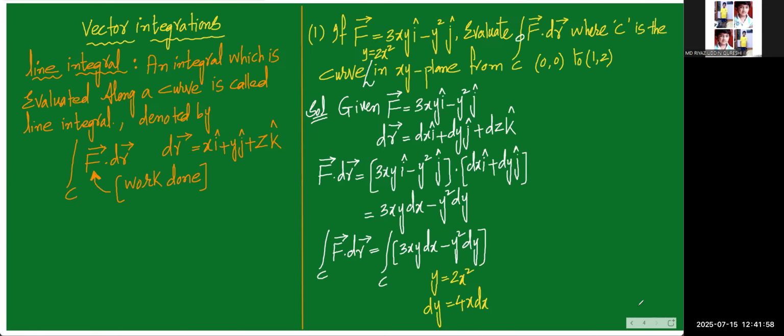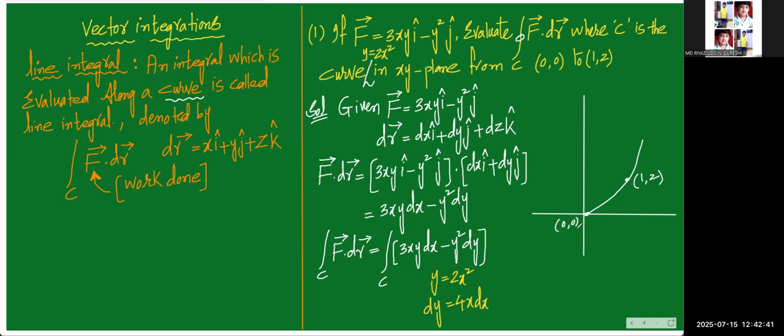Look at the question. It is actually in the figure. The figure will look like this. This is the y-axis, this is your x-axis. The curve will be like that, starting from (0, 0) to x is 1, y is 2. Suppose here (1, 2). From this point to this point we are calculating. This is a curve. The integration along a curve is called a line integral.